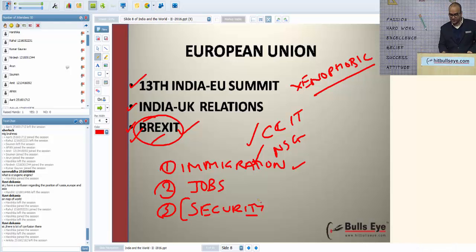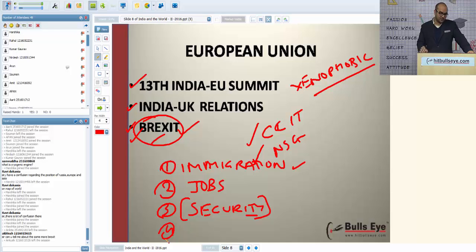So there is an issue of security that the people of UK felt, because due to the Syrian refugee crisis, a large number of people were moving into Europe and Britain, and that is why people feared that there would be terrorist attacks due to those immigrants.